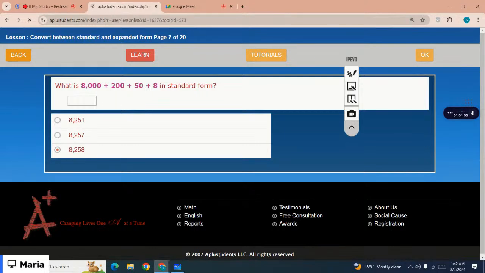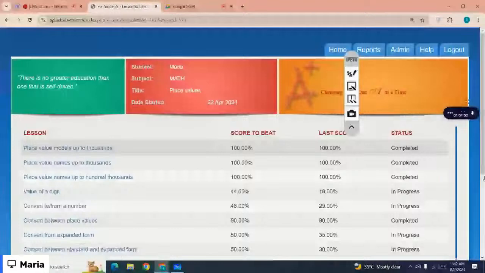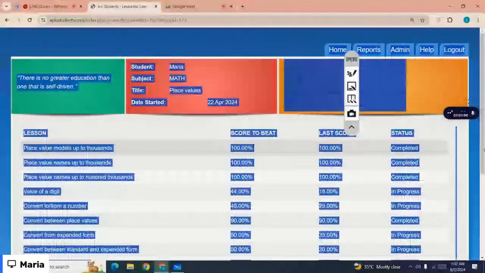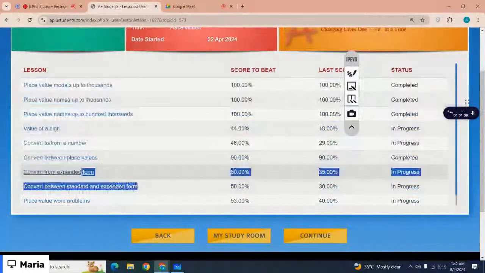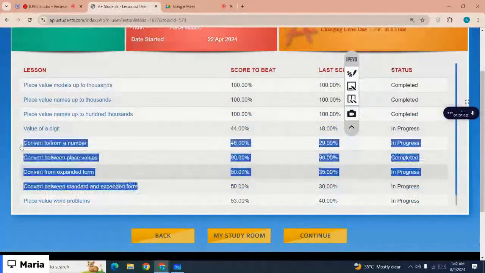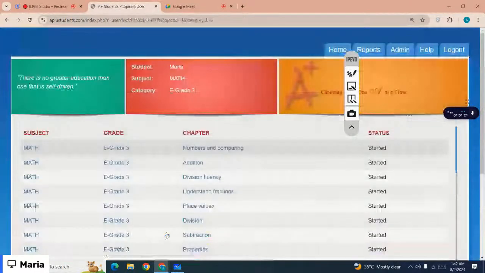So we were working on grade 3 math. The chapter we were working on is place values, and the lessons we have covered today are convert to and from a number, convert between place values, convert from expanded form, and convert between standard and expanded form. So please make sure before the next session you complete all the practice questions for the lessons we just did. That is your homework until the next session, right?